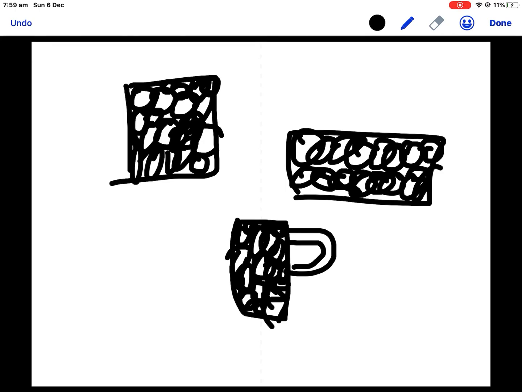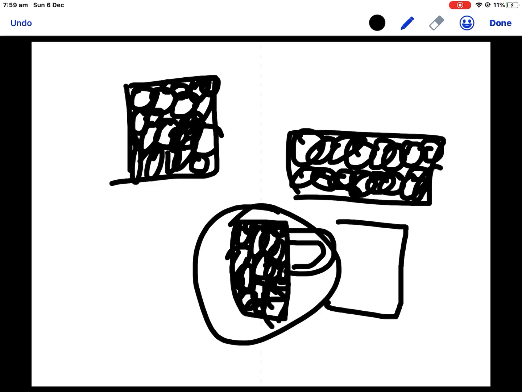Another thing is called density. So density is how tightly the particles are packed together. The more they are packed together, the more density it has.